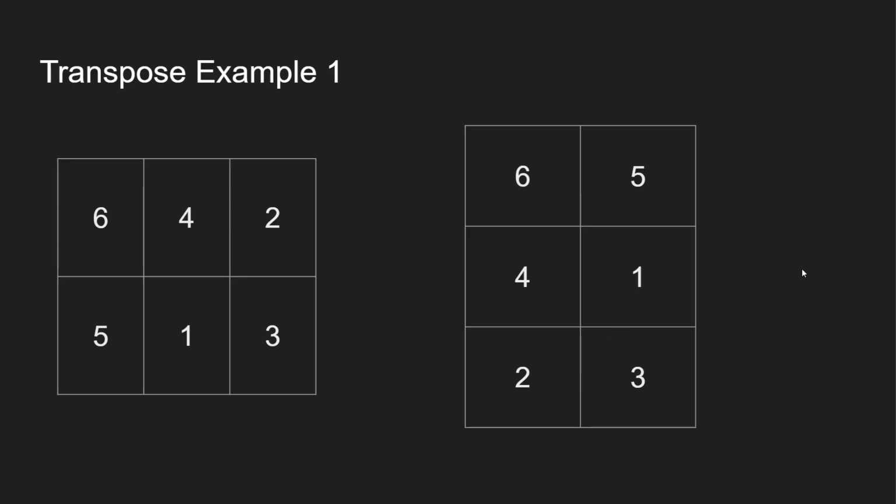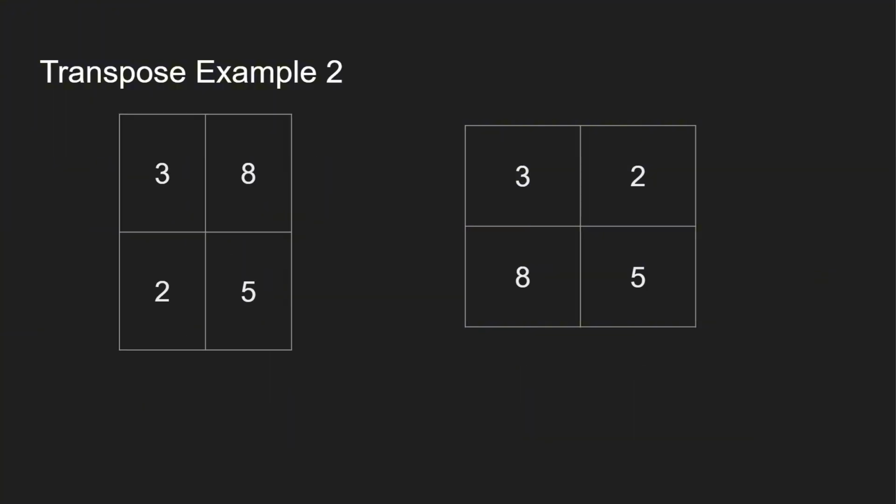Let's take a look at our next example, right? Which is our square. Now, this makes it really easy, right? Diagonals do not change. Well, you can see 3 and 5 do not change, right? 8 and 2 do. And you can see that these are flipped, right? 3, 8 becomes 3, 8. 2, 5 becomes 2, 5. So hopefully that makes a little bit of sense.